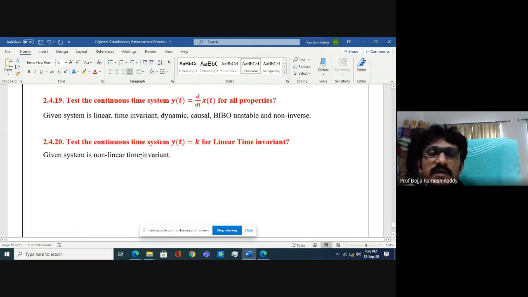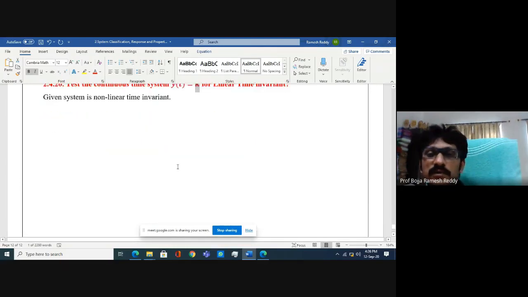Another example, test the continuous time system y of t is equal to k for linear time invariant, linear as well as time invariant system. The given system is non-linear time invariant, non-linear because of the constant, but constant systems are always time invariant, no problem. Okay, that's the end of the second module.